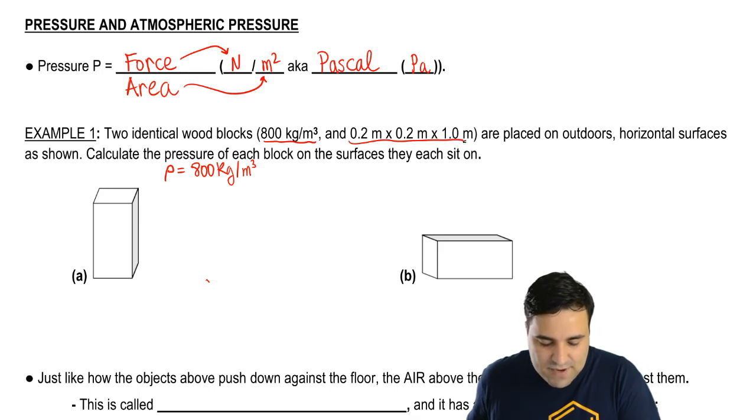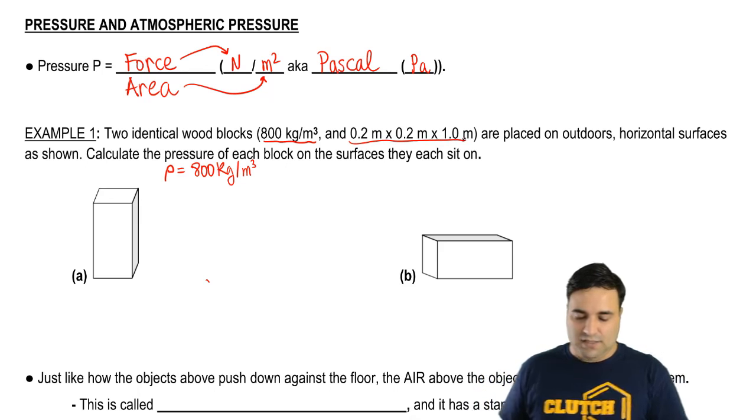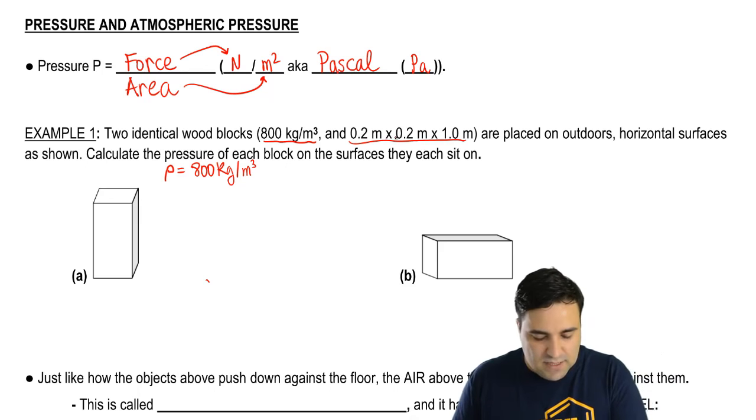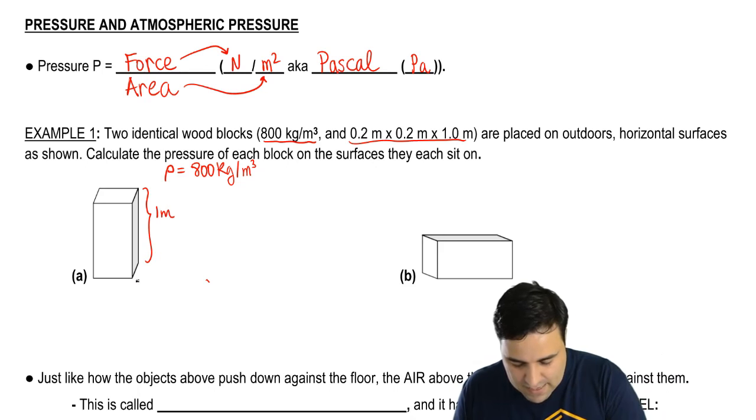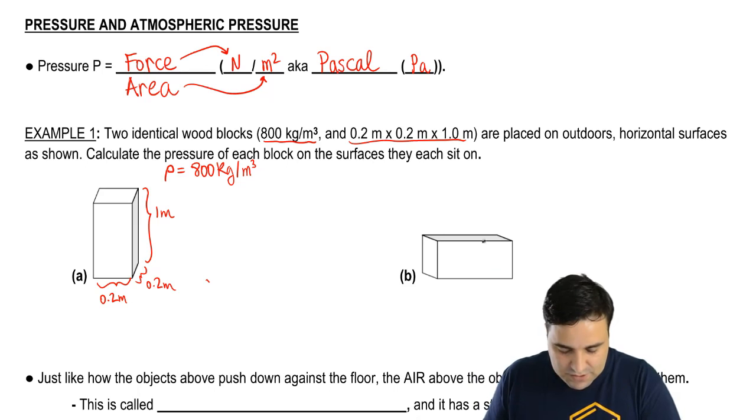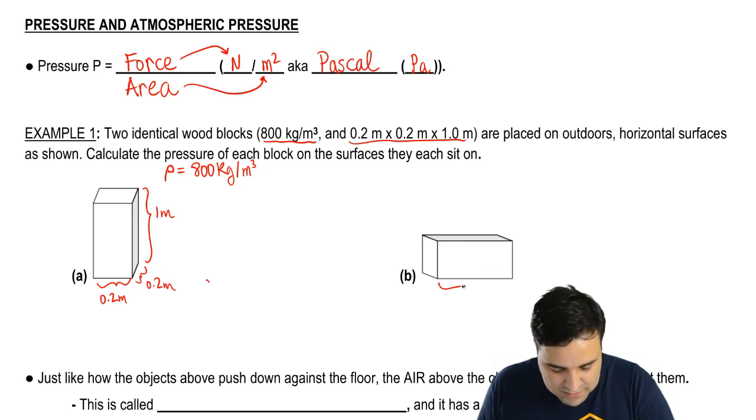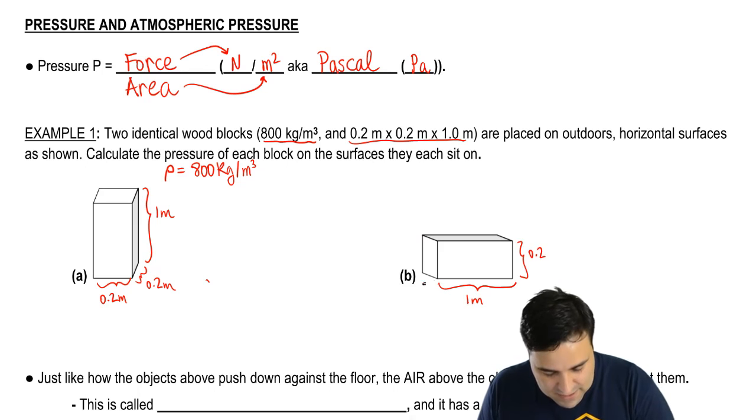And these are the dimensions of the blocks. So 0.2 by 0.2 by 1. If you notice, this is the long side here, so this must be 1 meter. And these guys here will be the 0.2 meters. And here it's just oriented in a different direction. This is the long side, so this is gonna be 1 meter. And this must be 0.2 height. And the depth here must be 0.2 as well.